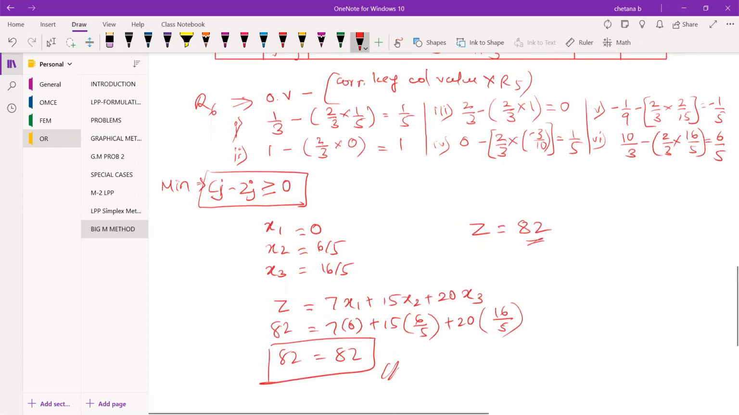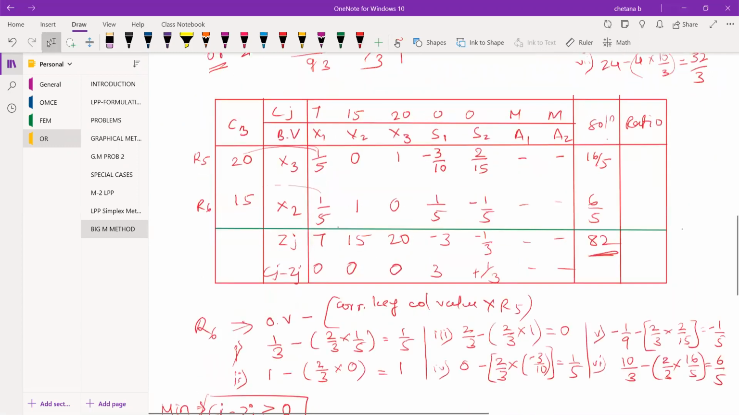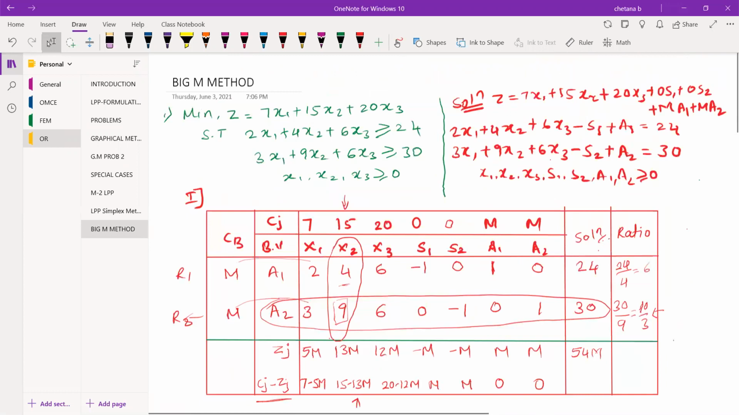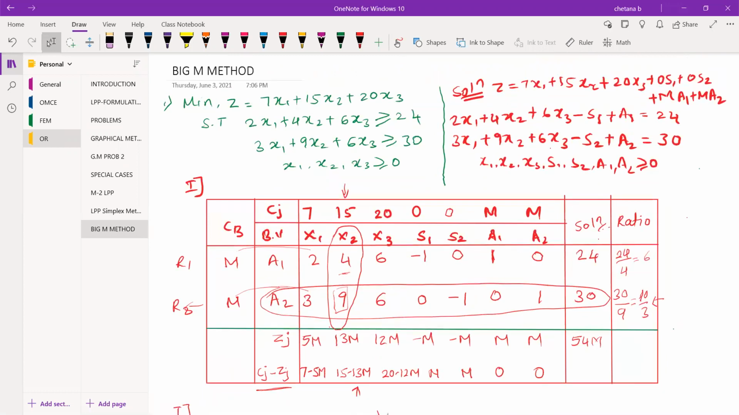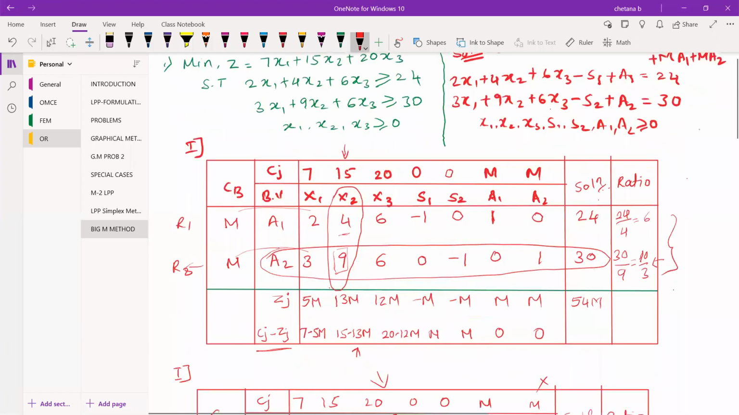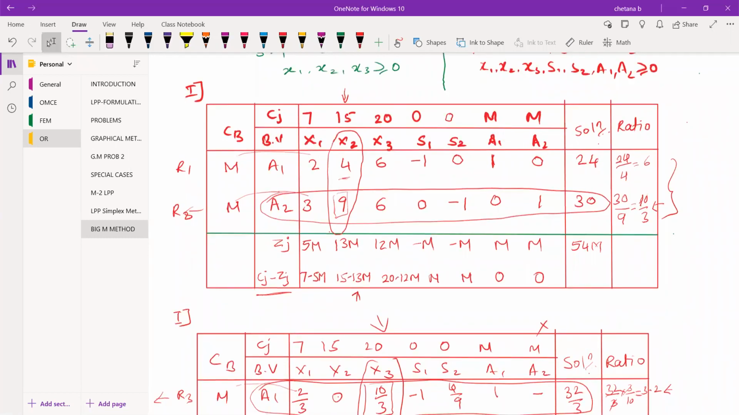Any doubts here? No doubts, ma'am. For optimization problems, we have to use the same procedure, but it will be less than or equal to. Then selecting key column and key row, we have to select the least value, right? In both methods this is the same. In minimization, you need to see the most negative. In maximization, you need to see the most positive value.